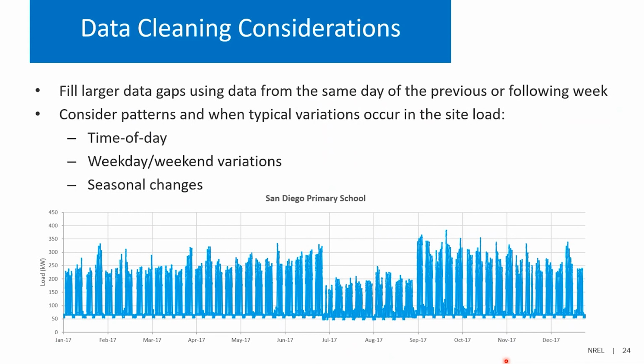So these are types of considerations that should be kept in mind, depending on what types of patterns and typical variations occur at the site, whether the site has specific time of day considerations where there's a large evening spike, or weekday weekend variations, any seasonal changes. Here's just an example of a San Diego primary school where in the summer months it's much lower. So if it was missing the entirety of July's data, we maybe wouldn't want to copy it directly from June, for example. So these are types of data cleaning considerations.